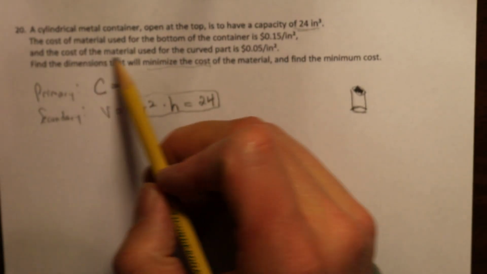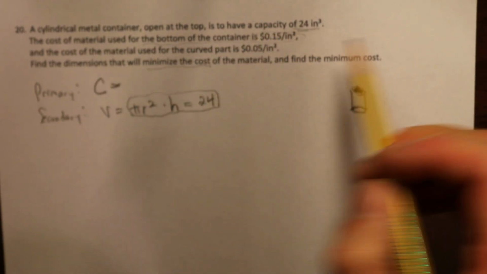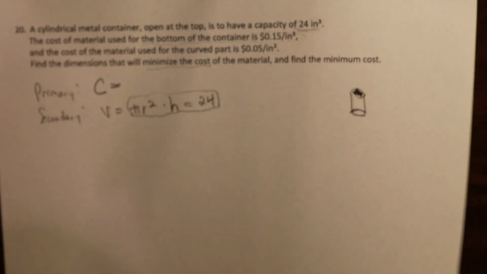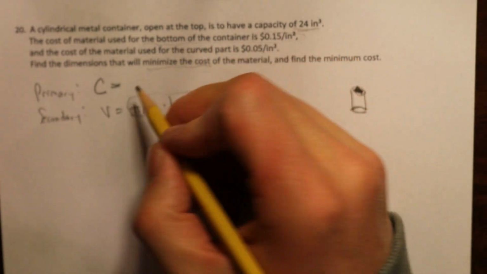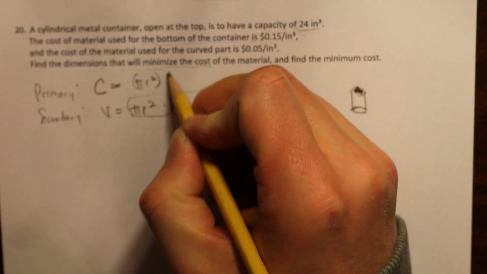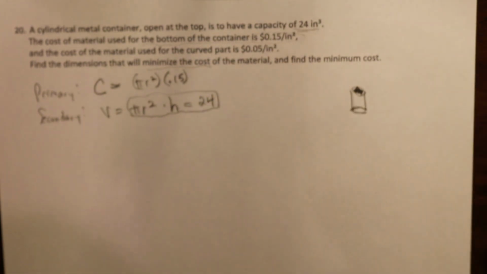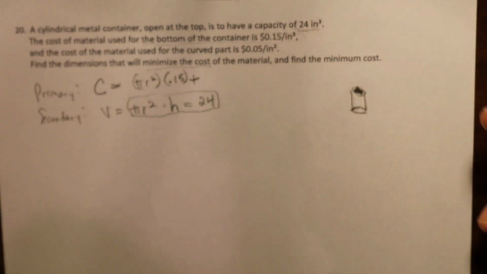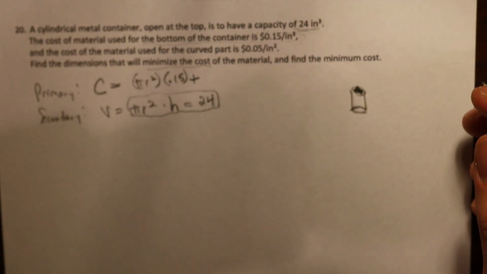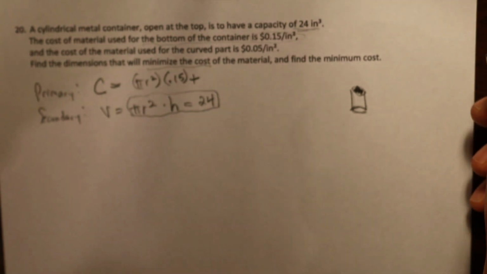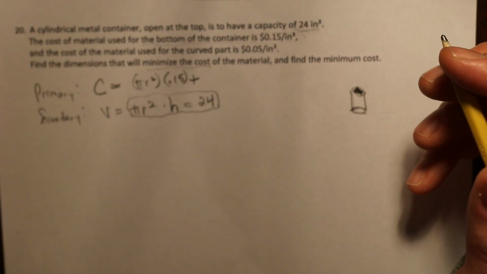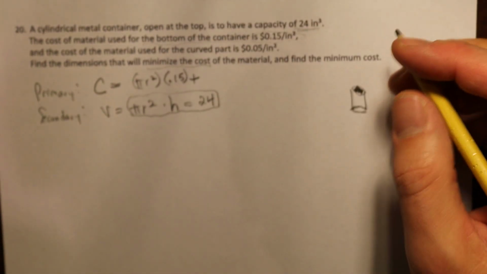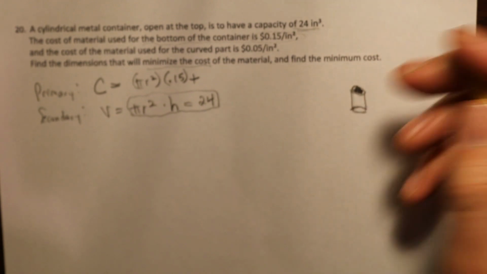Alright, so cost of the material used for the bottom is 15 cents a square inch. Well, the bottom's a circle, and circle has an area of pi r squared. So whatever your area of the circle is, pi r squared, that's going to have to get multiplied by 0.15. Add on to that the surface area of the sides. Alright, if you don't remember what surface area of a cylinder is, I don't either. I just try to kind of figure it out as I go sometimes, I guess. You can look it up.